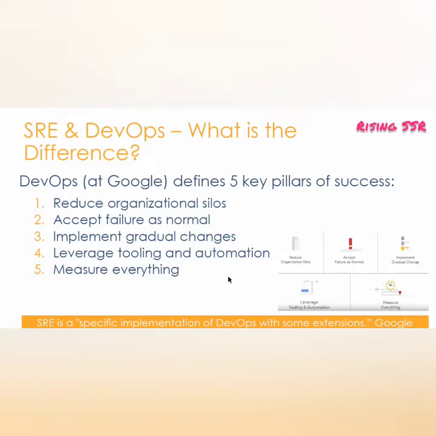But SRE says that when we talk about reducing organizational silos, SREs should share ownership with the developers. There needs to be a kind of shared responsibility metrics, which should emphasize the adoption of the same tools that the developers use, and vice versa. This way, the organizational silo can be reduced. The second thing is accepting failure as normal.